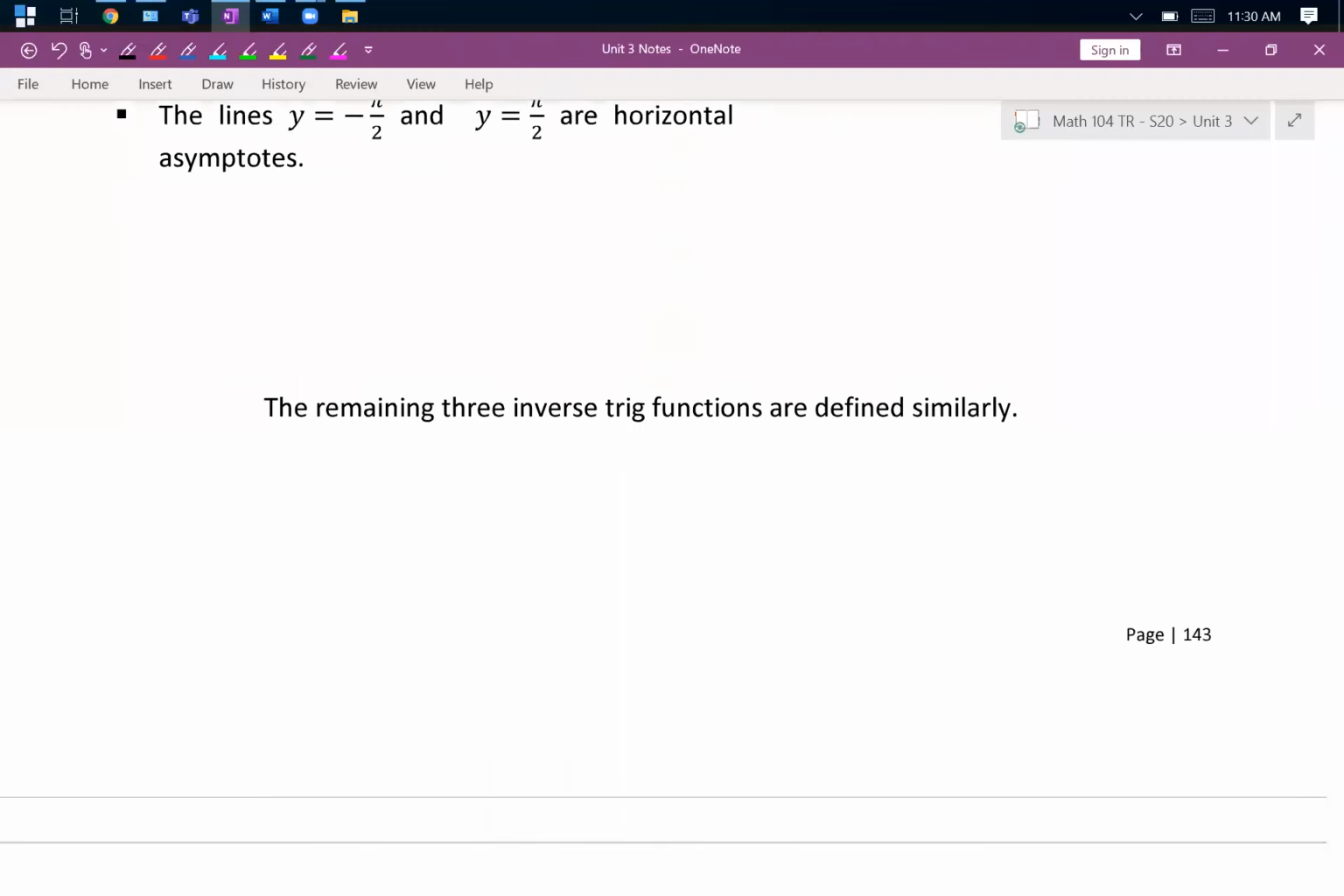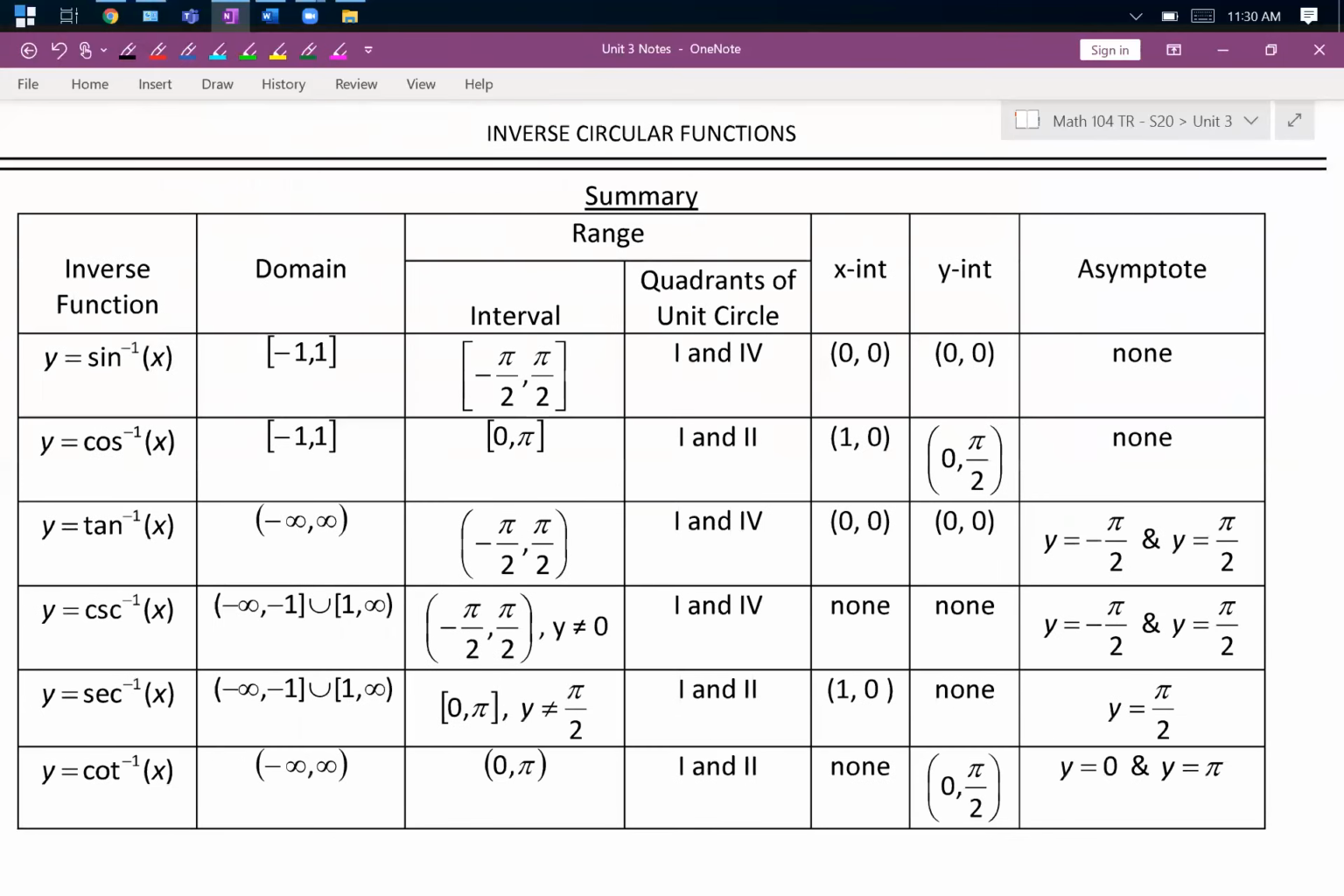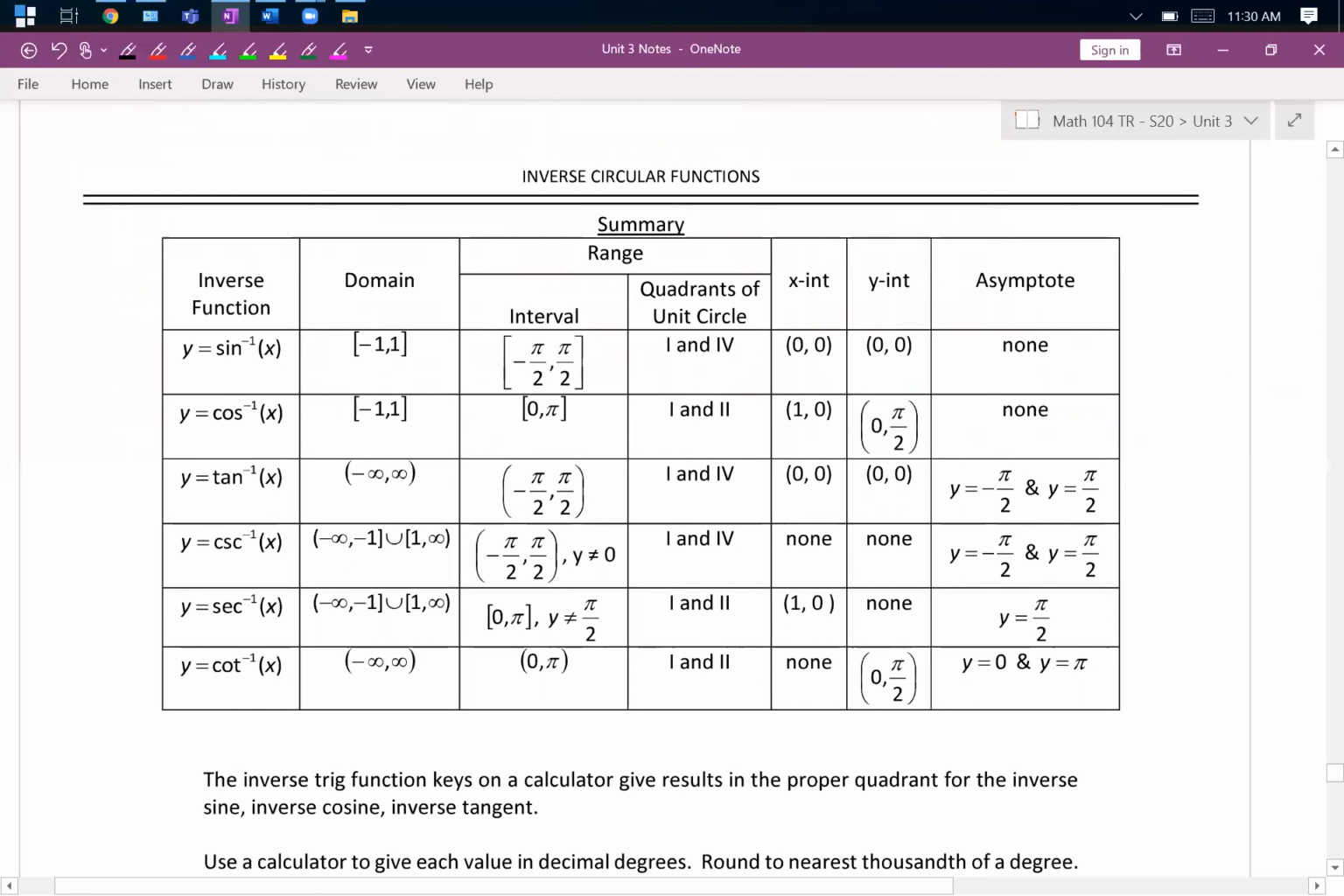The remaining three inverse functions are defined similarly. Honestly, we don't use them much. If it asks for secant inverse, I switch it into cosine and then do it with the cosine. So here's a summary, which is kind of crazy looking. As I mentioned before, I don't really memorize much of any of this. The graph of sine, cosine, and tangent tells me everything I need to know. But I think the most important part here is these first three columns. I'm never going to ask you to graph any of these inverse functions.